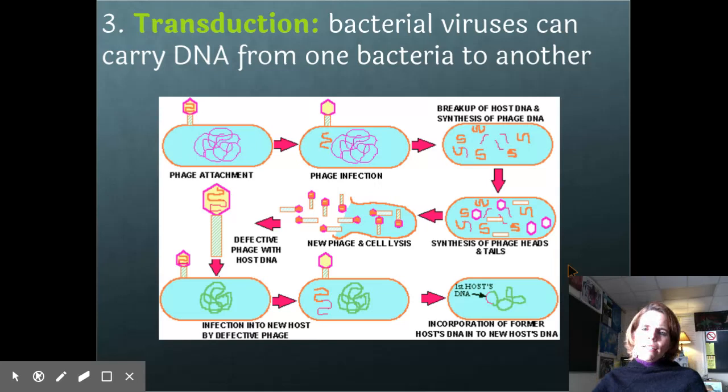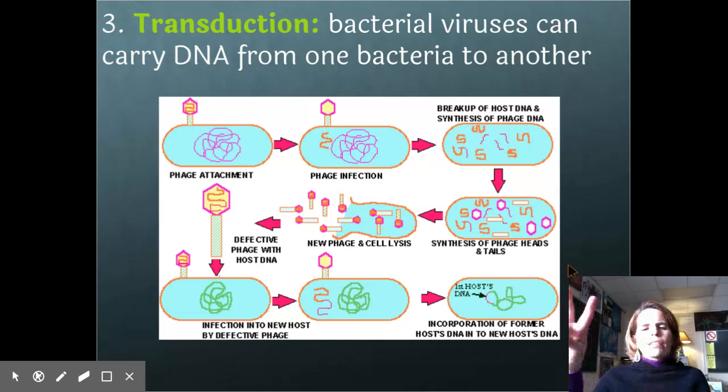The last way to get new DNA is called transduction. This one's a little bit less common, but sometimes, and you remember this from our virus notes, on the diagram, you see a virus that has attached onto a bacteria. It's injected its DNA. And as that bacteria is building new viruses, some of the bacteria's DNA gets trapped inside some of those new viruses.